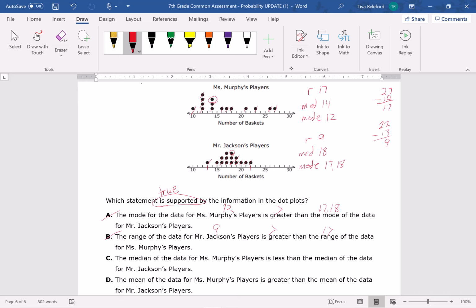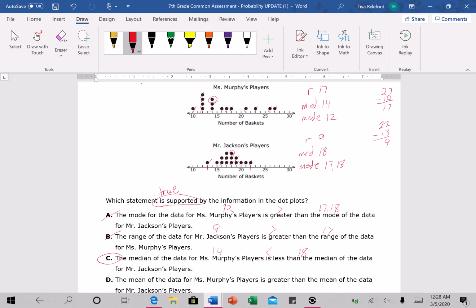No. The median of the data for Ms. Murphy's players is less than the median of the data for Mr. Jackson's players. Is 14 less than 18? Yes. We're not even going to check out D because we already found our answer. To get your points back on this, you must have all of the red, everything I've written in red, including the check marks, the circles, the underline, the word, the subtraction, everything. You must have everything I have written in red on your paper.